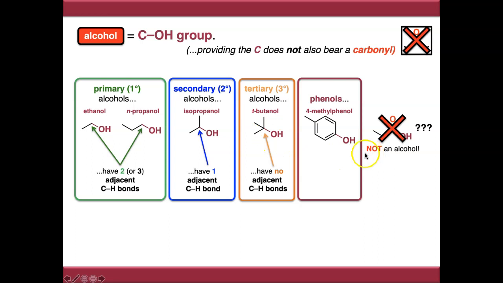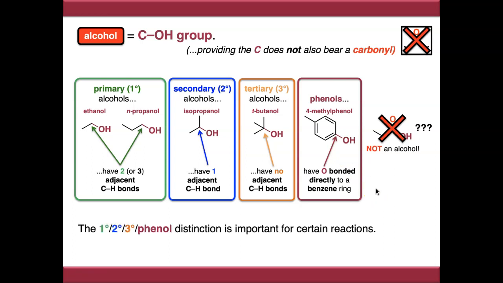And then phenols, which are kind of a subclass of tertiary alcohols because they don't have any hydrogens here either, but phenols have oxygen directly bonded to a benzene ring. And again, we do that because phenols behave differently from tertiary alcohols. So throughout your degree, you'll come across various chemical reactions involving alcohols, and this is why we make the distinction now, because the primary, secondary, tertiary, phenol distinction is important in certain cases.